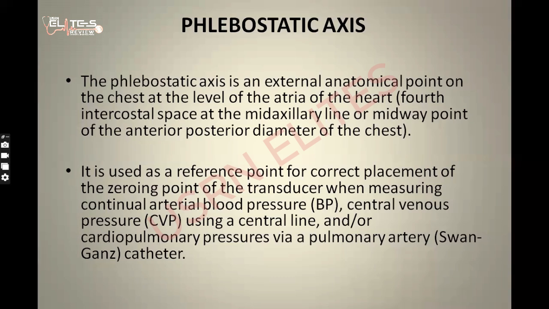So the NCLEX is also interested in that. The phlebostatic axis is an external anatomical point on the chest at the level of the atria of the heart, around your fourth intercostal space. It's an anatomical point on the chest at the level of the atria.